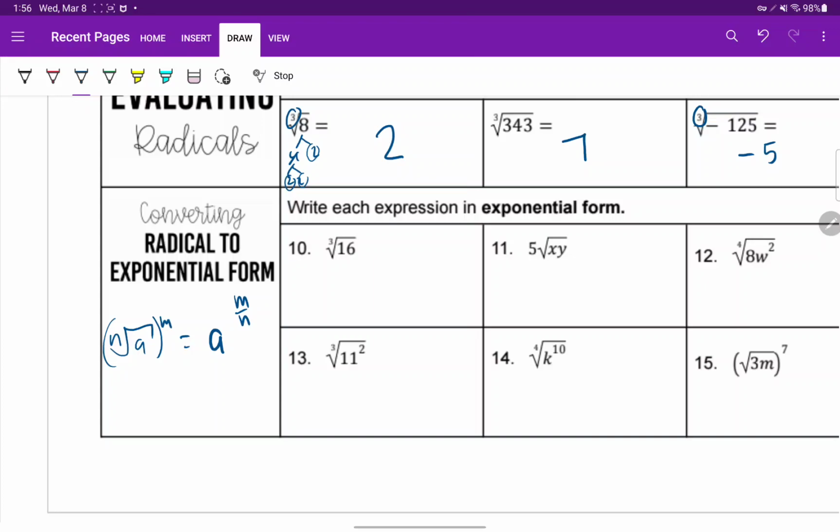Okay, so for this first one here, I like to identify what the power is. I can see the index is 3, but the power is a 1 there. So I start with my base, which is the radicand, 16, raised to the power over the index. So 16 raised to the 1/3.